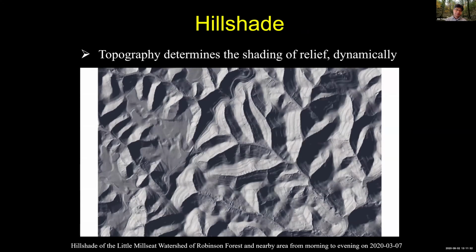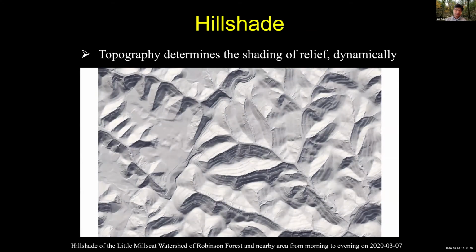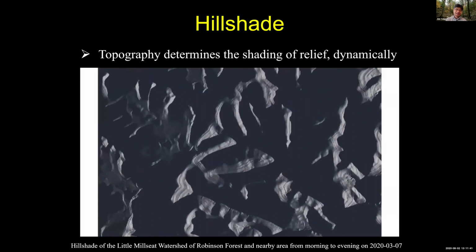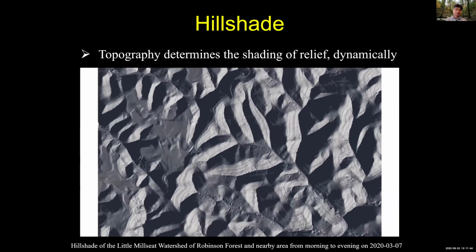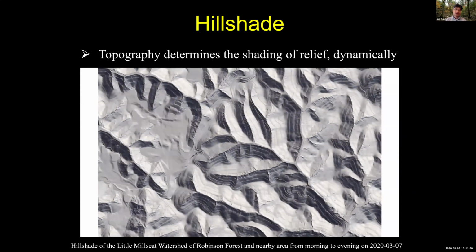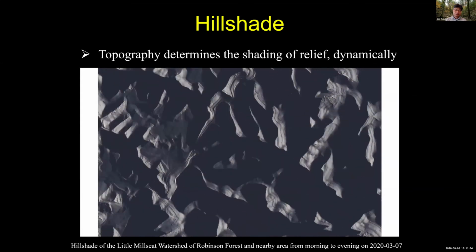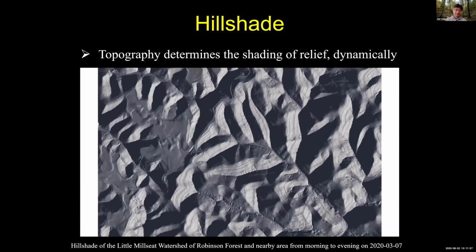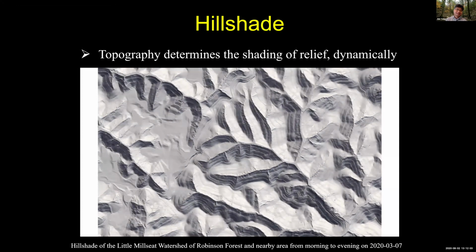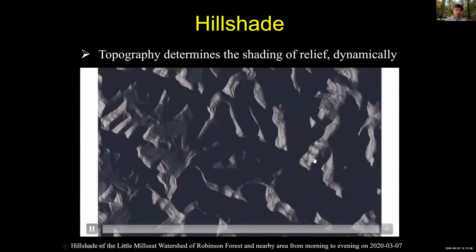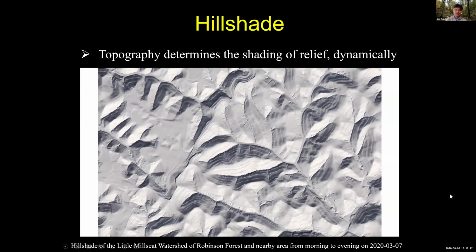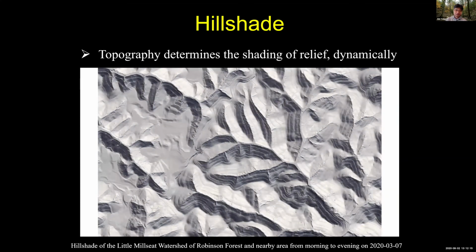For example, topography can determine the shading of the relief dynamically. So from the morning to the evening, as we can see here, the hill shading is different in different aspects and different topographic positions. In the northern hemisphere, generally, the north-facing aspects would receive more shading and consequently less solar radiation. And I want you to also look at, to the left, there is a mine watershed, and that's the area where the topography has changed to really flattened topography.